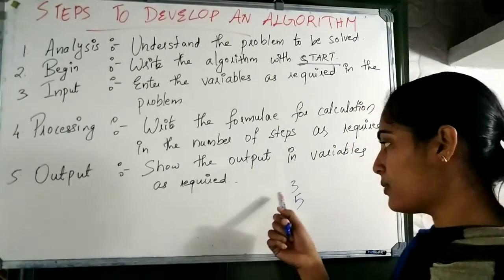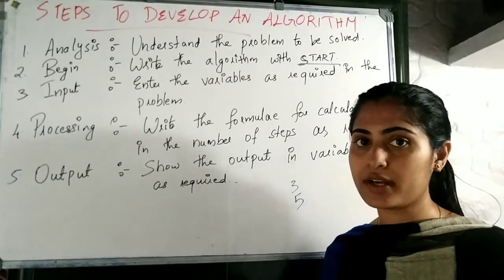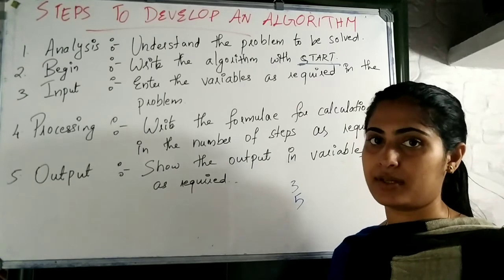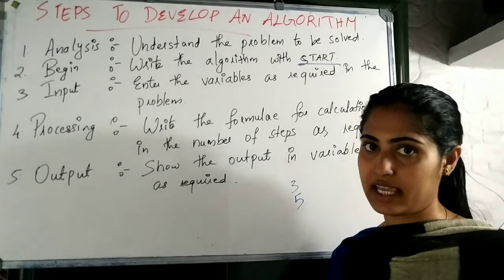So this is my input. 3 and 5 are my input. I am providing this input to the computer. The computer will add these two numbers, 3 plus 5, and I will be getting the output as 8.